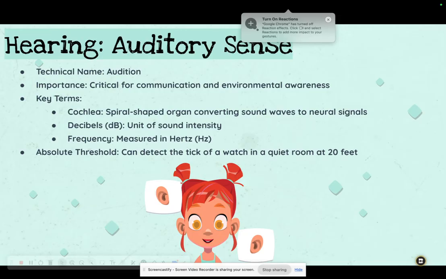If I whispered to you, that's going to be a lot lower decibels than if I yelled at you. Going and listening to Mozart quietly at night while you go to sleep is a lot different than listening to Metallica from the front row at a concert. Then you have frequency. Frequency is measured in hertz. This is actually the highness or lowness of a sound.